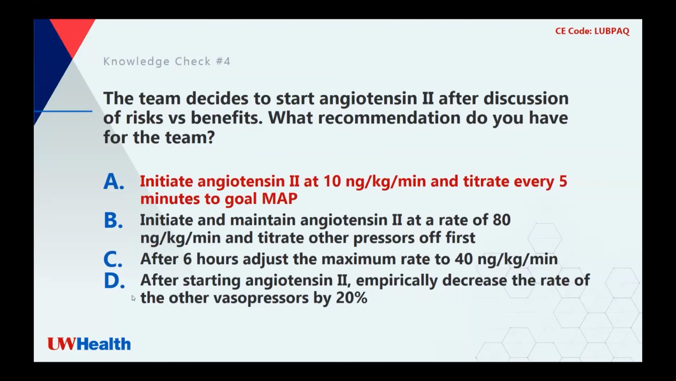And D is incorrect because we don't need to empirically decrease the rate of other vasopressors by 20%. Actually, it may be a better idea to wean off the angiotensin II first, based on how long it was studied in the ATHOS-3 trial and to maintain some of the benefit from the other pressors.